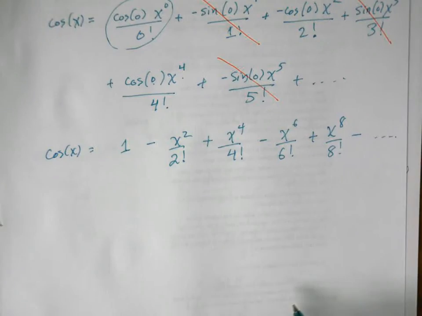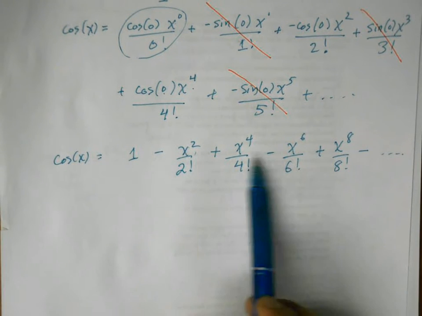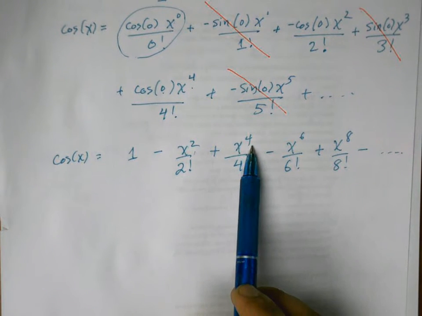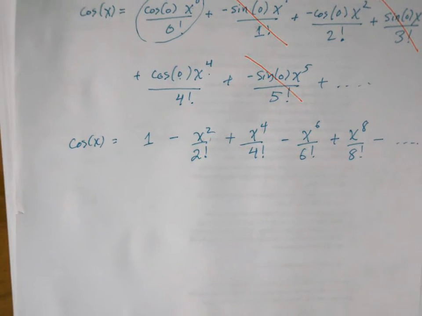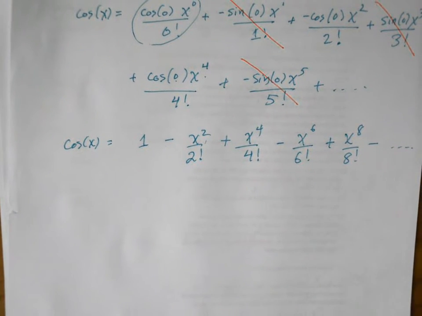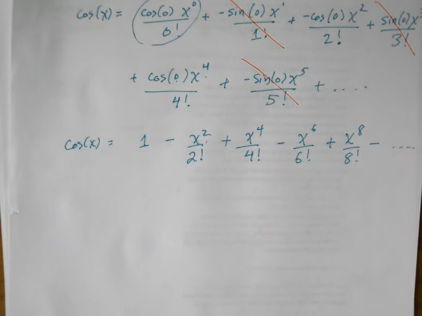Okay. So this is actually what the cosine function is equal to. Just an infinitely long polynomial of alternating signs and of only all the even powers of x. Okay, so you learn somewhere along the way that cosine is even and sine is odd. Well, here's another way to remember it.